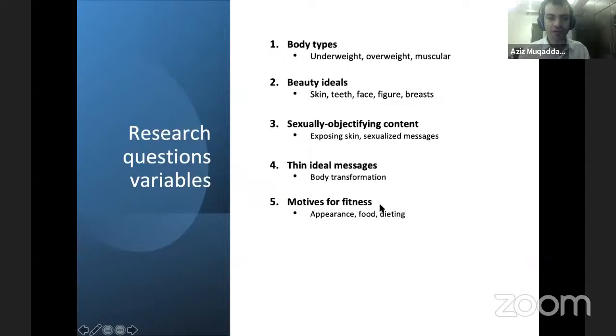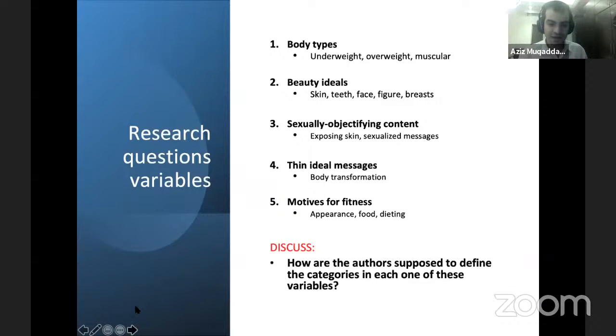And motives for fitness. That is to say, what are the things this content is emphasizing so people get motivated to become fit or lose weight. So the motives were appearance, food, and dieting. Those are the motives.